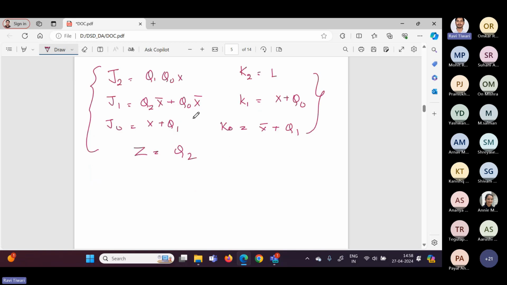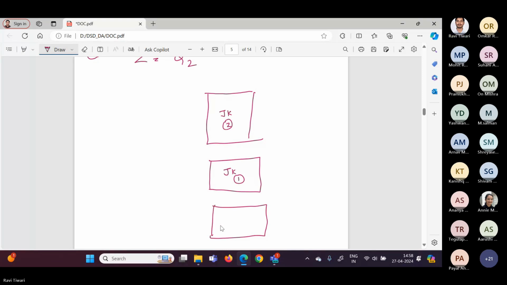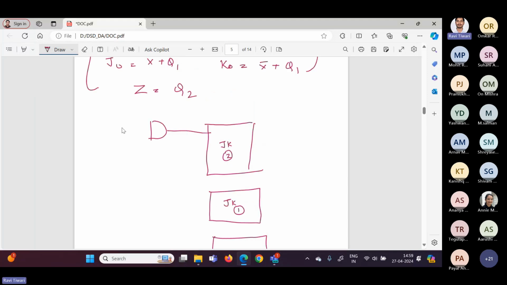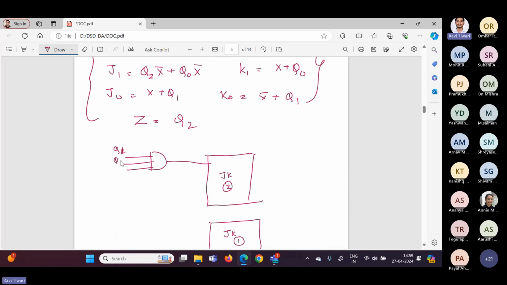Now, how to draw the circuit diagram? Here, first you draw the JK flip-flop 2. So here I am writing JK, in bracket, I am writing 2. After that, I will draw JK1 and then I will draw JK0. So the value of J2 is one AND gate, is enough, right? One AND gate is enough for J2. So here I am making one AND gate and here I am providing it Q2, Q1, Q0, X.